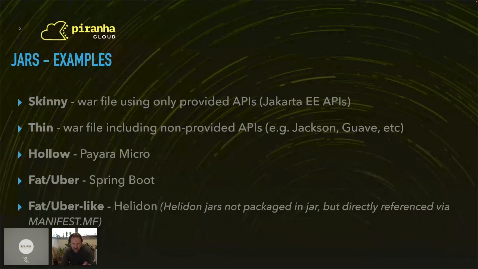Sometimes you have a bit of a hybrid between them. That's Helidon, for example. Helidon results in a jar file, but the Helidon jars are not packaged within the jar. They are directly referenced on the file system. So you still have the concept of an Uber jar. You just say java -jar and then the name of the application. But the jar files are not technically in the Helidon jar.